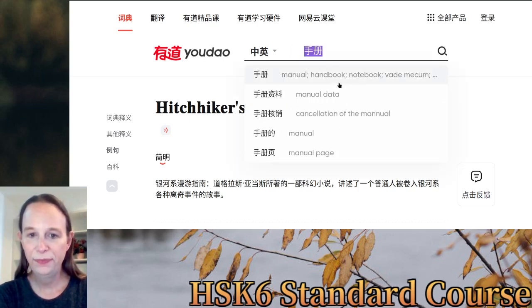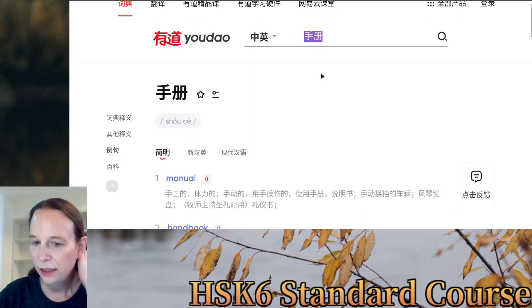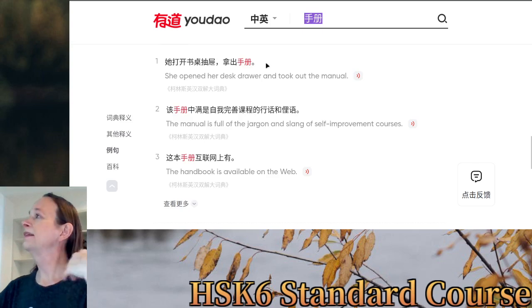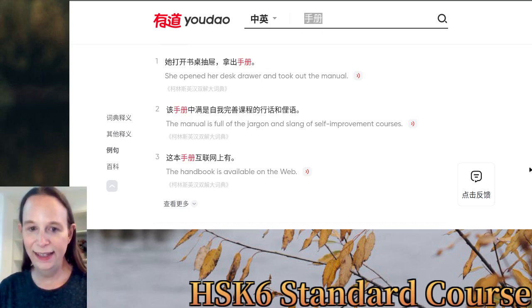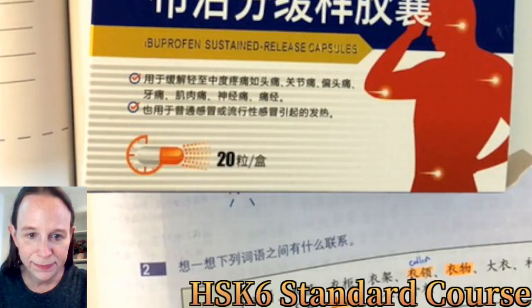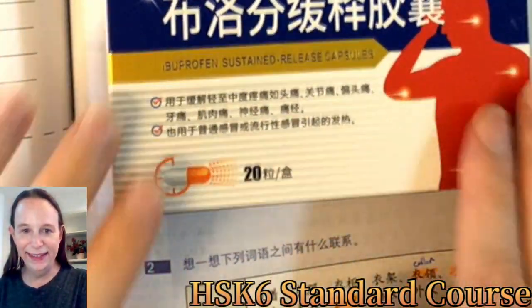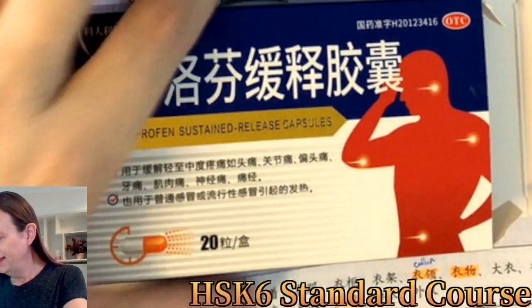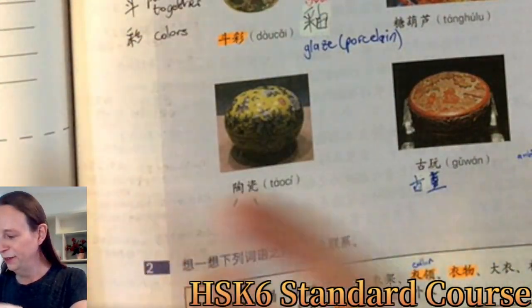手册, manual. So this is the kind of thing you get with medicine. All right, just a second, I'll see if I can find one. Sorry, I just got my headache medicine, ibuprofen. So let's see what it says.